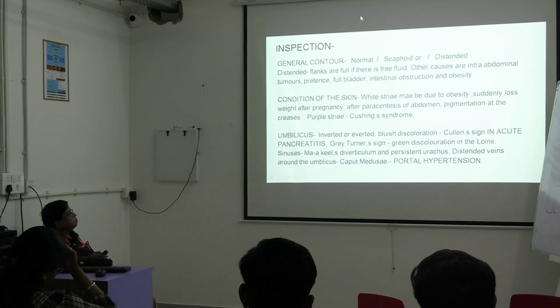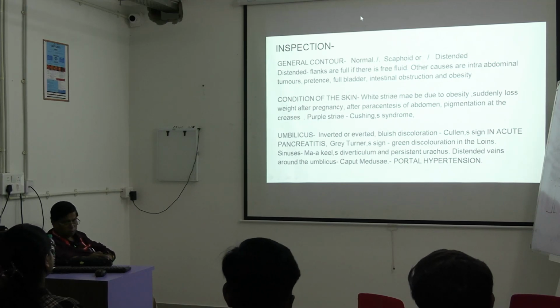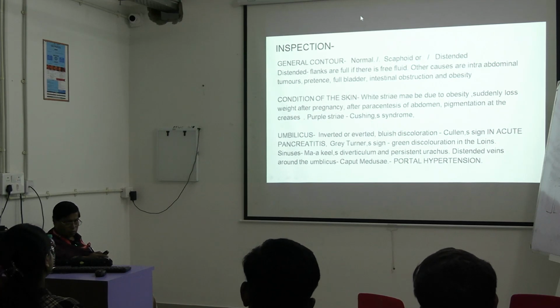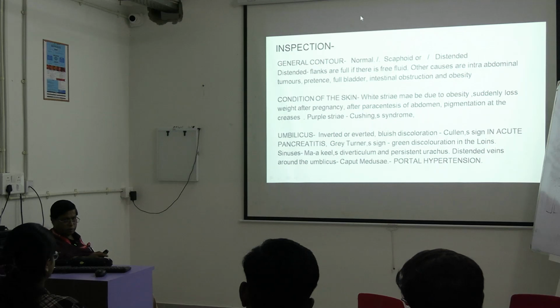Grey Turner, sir, is green discoloration, and the blue one is Cullen. It is not in the umbilicus, actually it is in the loins, meaning in the iliac fossa, almost, not in the umbilicus. But these signs are important because these are signs of acute pancreatitis. Not only in acute pancreatitis, but in any intra-abdominal sepsis, you can see the Cullen sign and the Grey Turner sign.